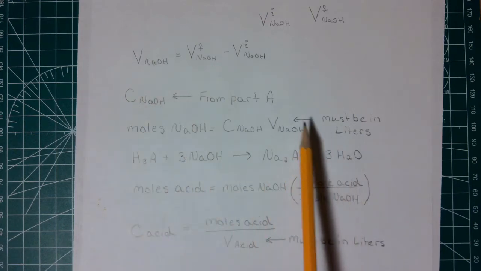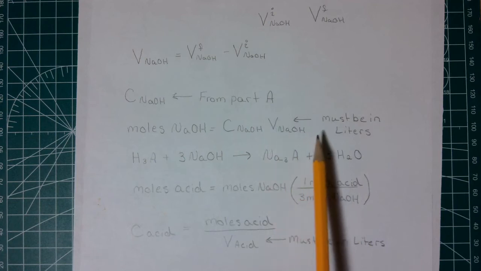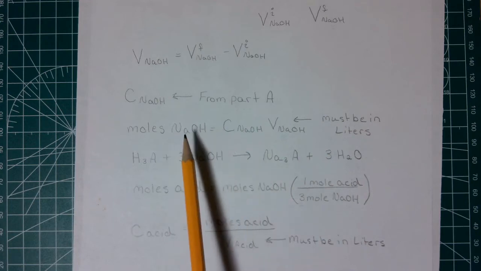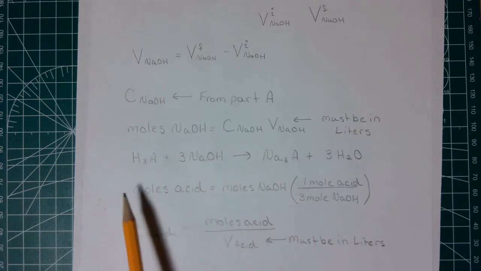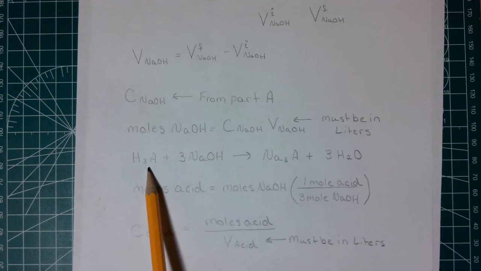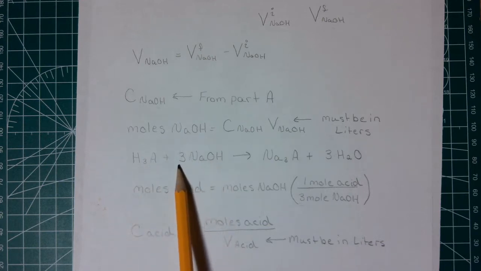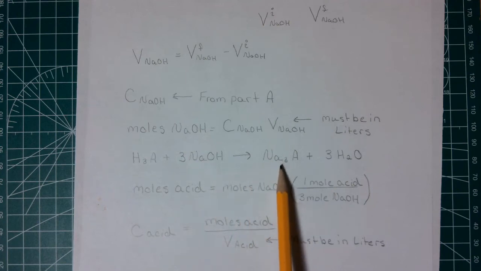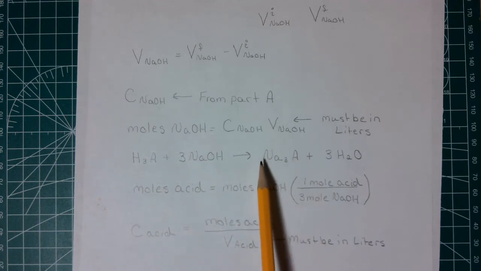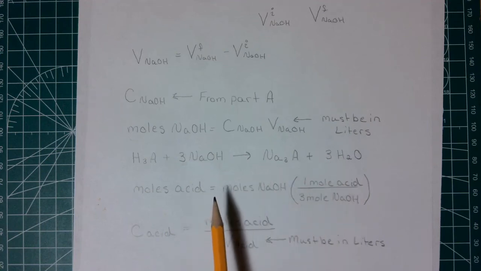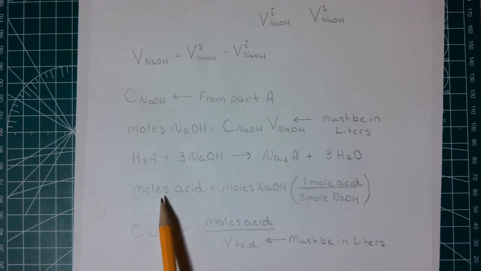This volume, again, we're going to have to make a conversion. It's got to be in liters. That way we have liters times molarity is going to give us moles. In my case, where I had a triprotic acid, I'm going to have a balanced equation that looks like this, where I start off with my triprotic acid. I add 3 moles of the sodium hydroxide, and then I get this trisodium acid salt and 3 moles of water when the neutralization is complete.